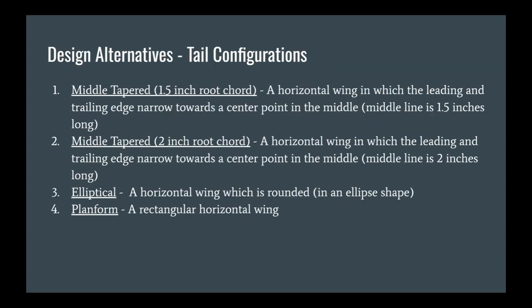The next aspect of my glider that I analyzed was tail configurations. For the tail configurations, I considered the following designs for the horizontal wing: middle tapered with a 1.5 inch root chord, middle tapered with a 2 inch root chord, and elliptical and planform.